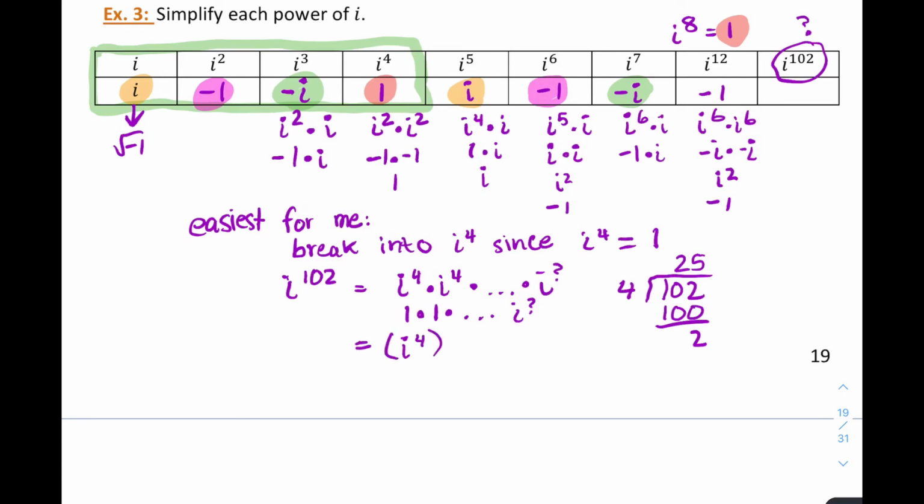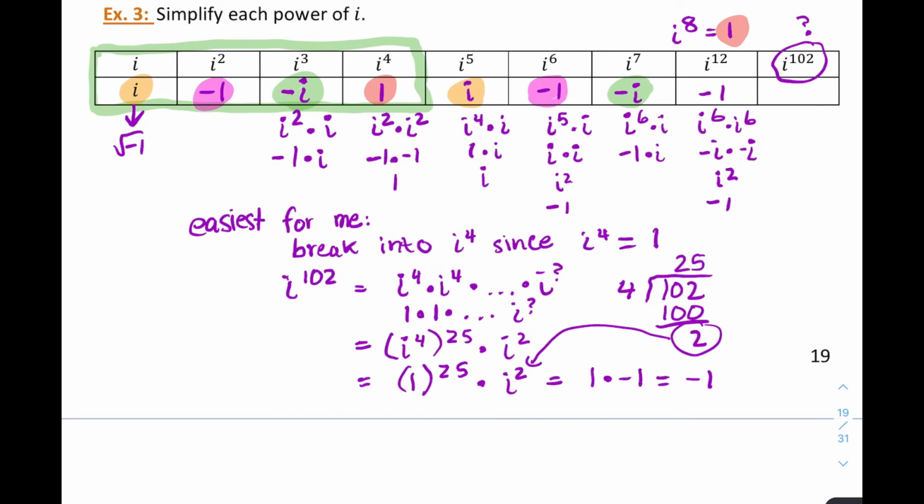So I can think of i to the 102nd as i to the fourth 25 times and an i to the second. i to the fourth 25 times is just 1 25 times, so I just have my i squared equals -1 for my extra factors, and then i to the 102nd is just equal to -1.